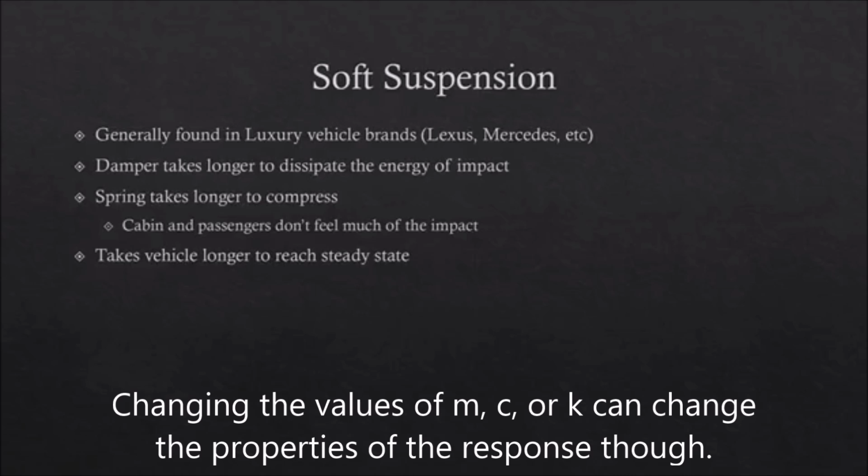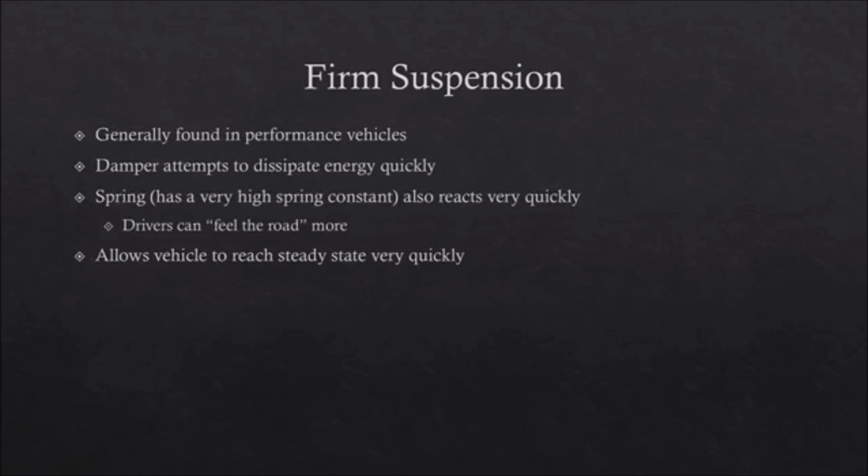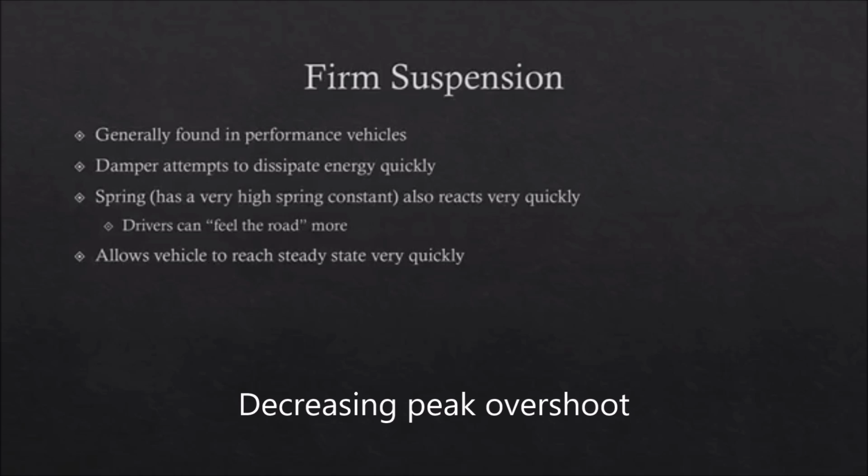In a firm suspension setup, on the other hand, the damper of the system would try to dissipate the energy of the impact very quickly, and the spring, which would have a very high spring constant, would also react very quickly. Stiff suspension setups are generally found in performance vehicles as they generally give drivers a more accurate feeling of the road surface. This type of vehicle would reach steady state very quickly.